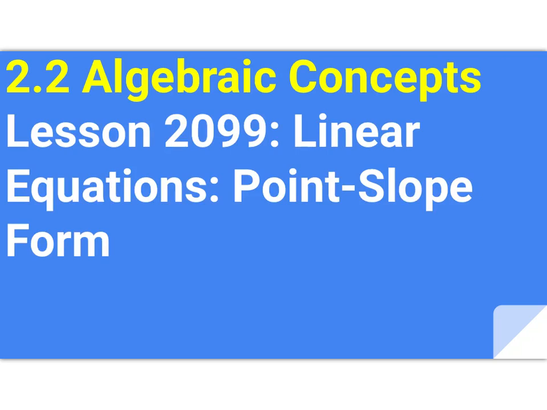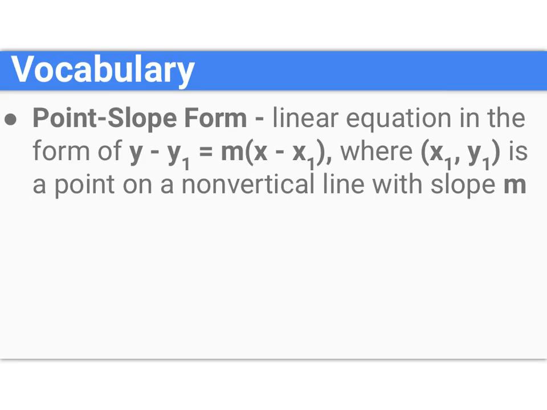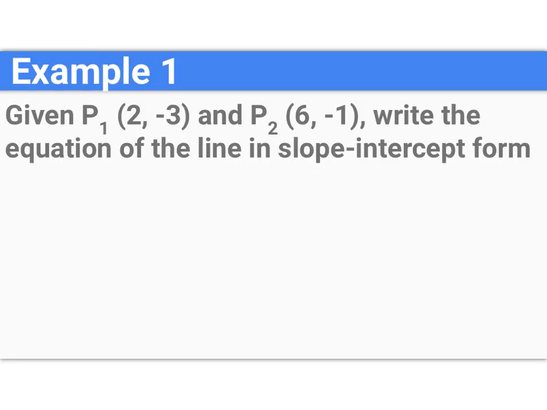Okay, welcome to lesson 99, linear equations, point slope form. Here's our objective. Here's our vocabulary. Okay, so now we're given 2 points and we're asked to write an equation of a line.